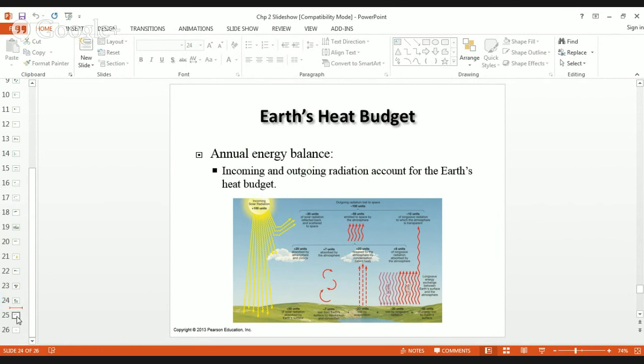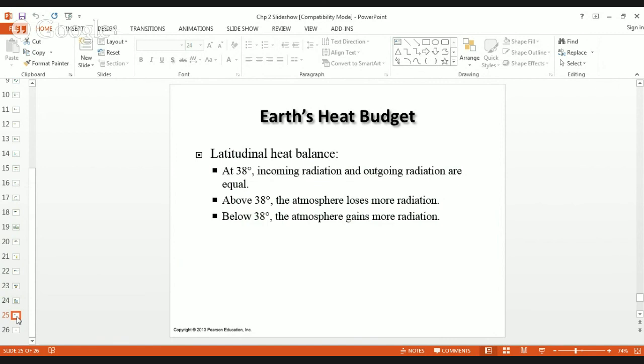Similar to that of latitude, 38 degrees is a balancing point on the planet, and this is both north or south latitude. We live in Floyd County, at about 38 degrees north latitude, which happens to be the point where incoming and outgoing radiation are well balanced, meaning the same amount of energy that comes in to Floyd County leaves Floyd County, resulting in a very well balanced energy situation. This concludes our Chapter 2 presentation.